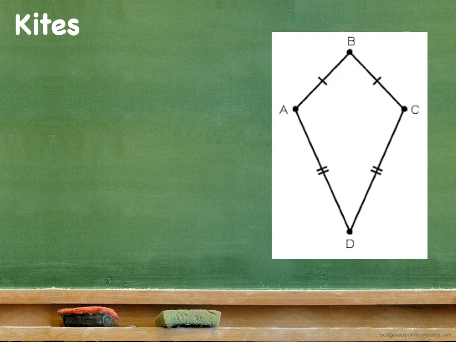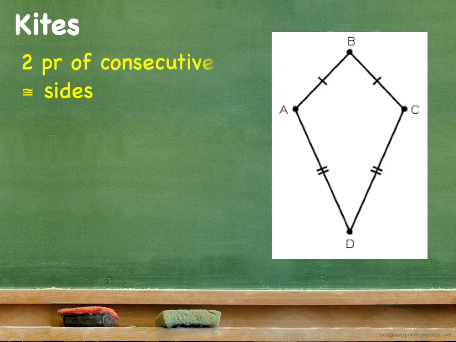Now we're going to talk about kites. Kites have two sets of consecutive congruent sides. Consecutive means right next to each other, one right after the other. So A to B is congruent to B to C, and A to D is congruent to D to C. Now remember, we don't have parallel sides. This is just a quadrilateral. In a kite, we have two pair of consecutive congruent sides.